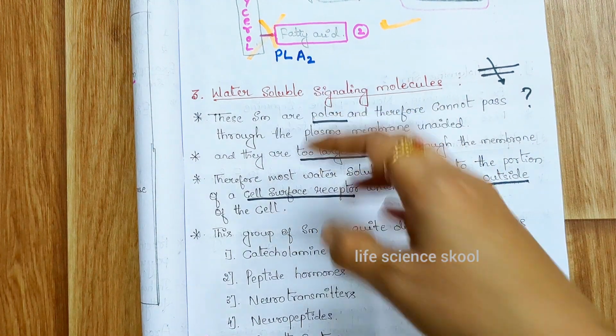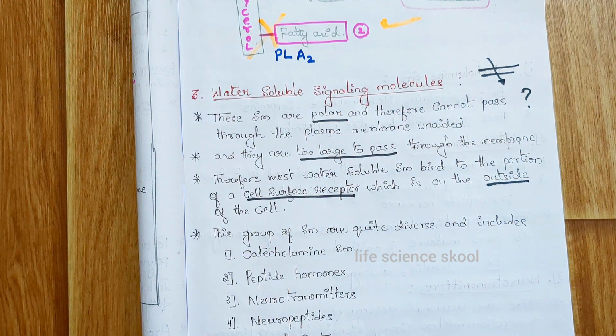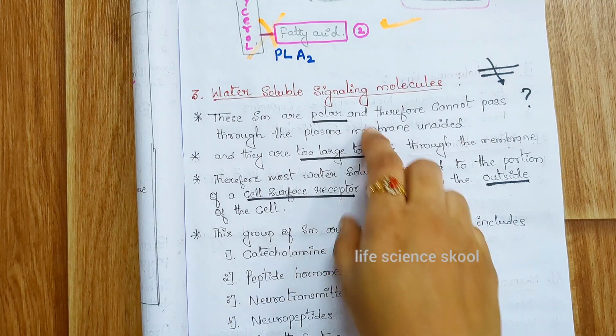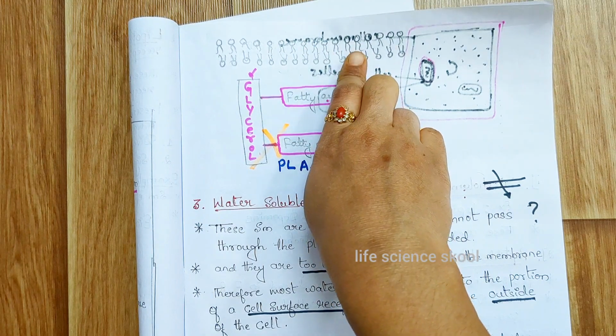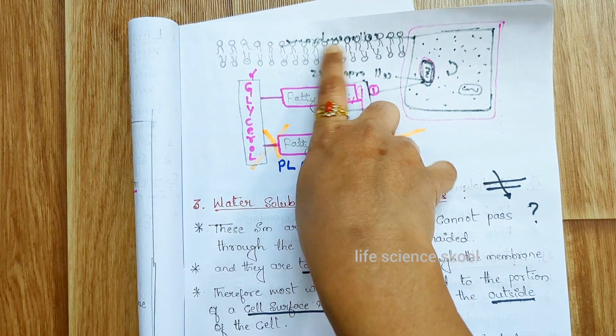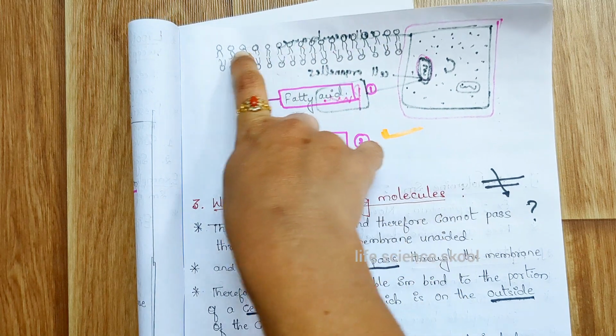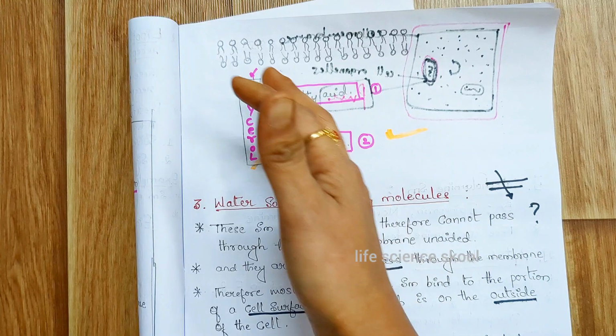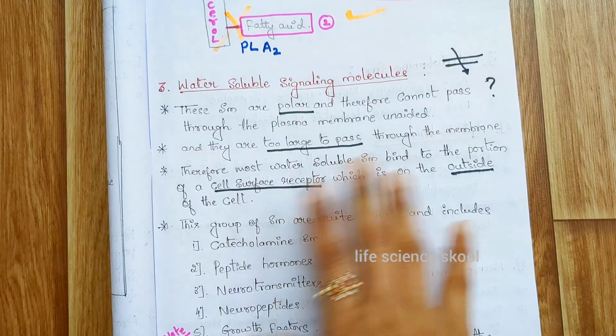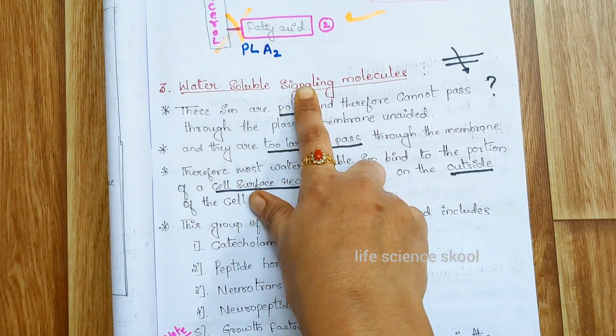But lipophilic signaling molecules can easily interact with the fatty tails of the phospholipid bilayer because they are non-polar. These fatty tails make the middle part of the phospholipid bilayer non-polar, so lipophilic molecules can easily cross the membrane. But this is not the case here because these molecules are polar.